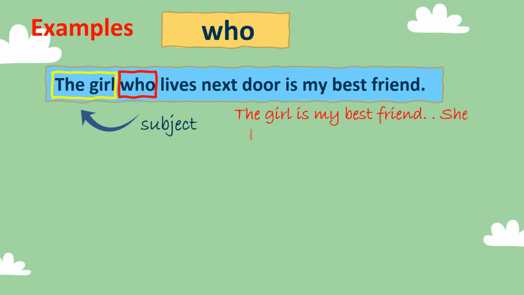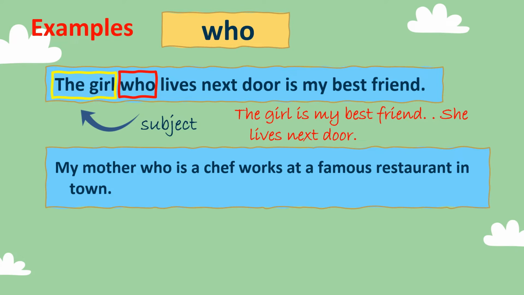You can also restructure this sentence like this. The girl is my best friend. She lives next door. The second sentence, my mother, who is a chef, works at a famous restaurant in town. So the relative pronoun who over here is referring to my mother, which is the subject of this sentence, because this is the focus of the sentence.